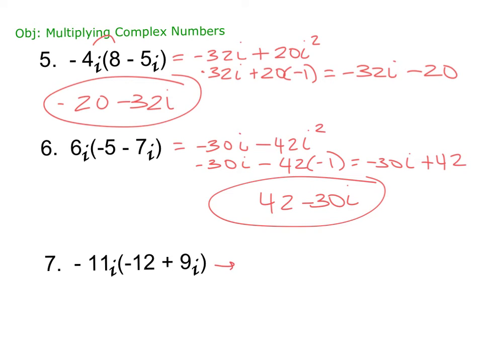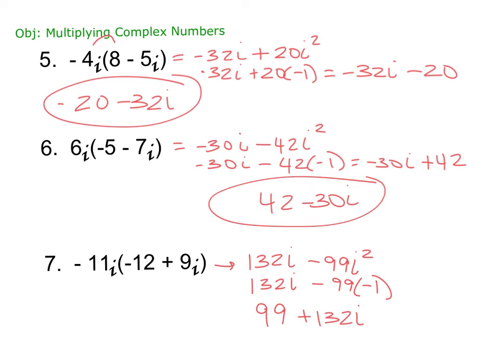All right, last one, distribute. 11 times 12 is 132i minus 99i squared. 132i minus 99 times -1. That becomes a positive 99, and then the 132i.